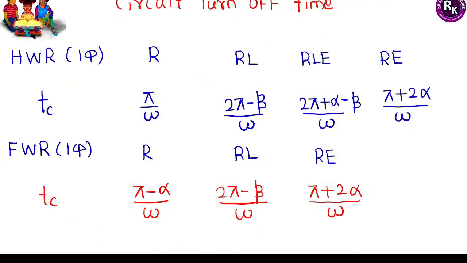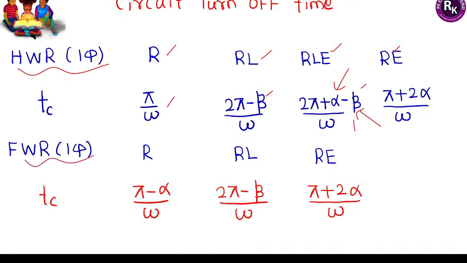Now, let us talk about the circuit turn-off time for all different types of circuits. First, let us take the single phase half wave rectifier, and I wrote all types of load, RL, RLE load, RE load, and their corresponding circuit turn-off times here. I hope you all know alpha is the firing angle, whereas beta is the maximum conduction angle. Beyond this, the circuit will not conduct. That is the maximum conduction angle of the circuit.